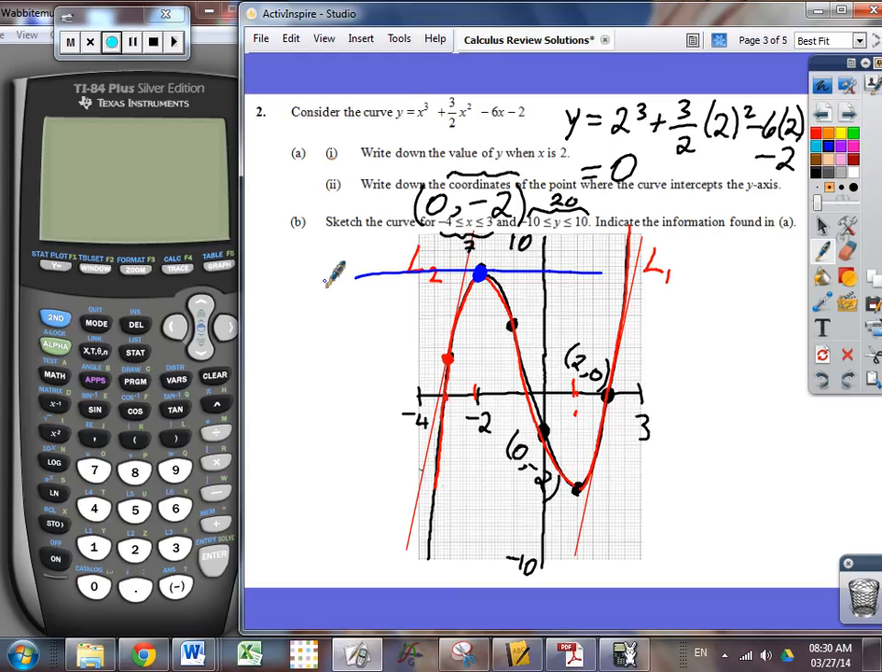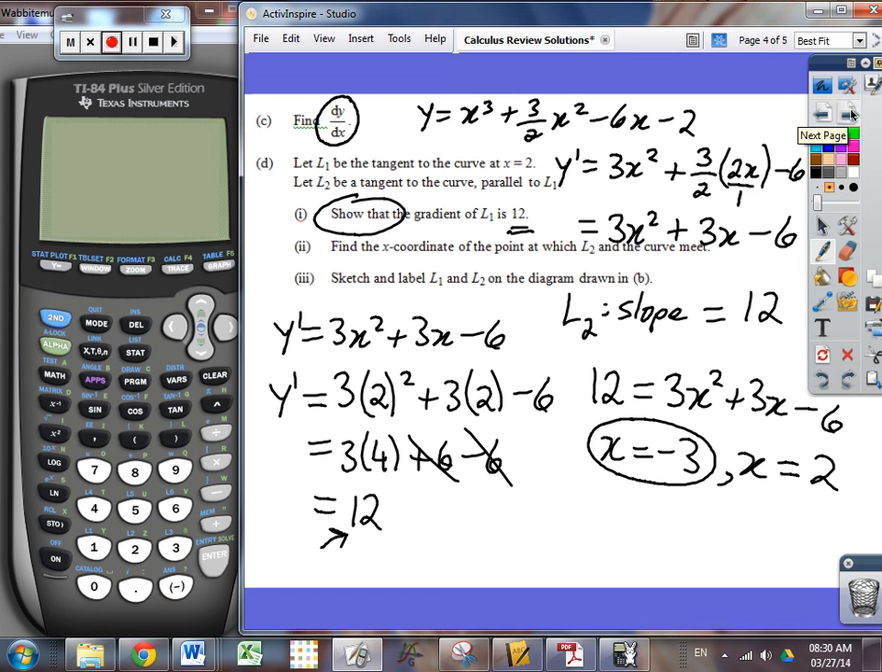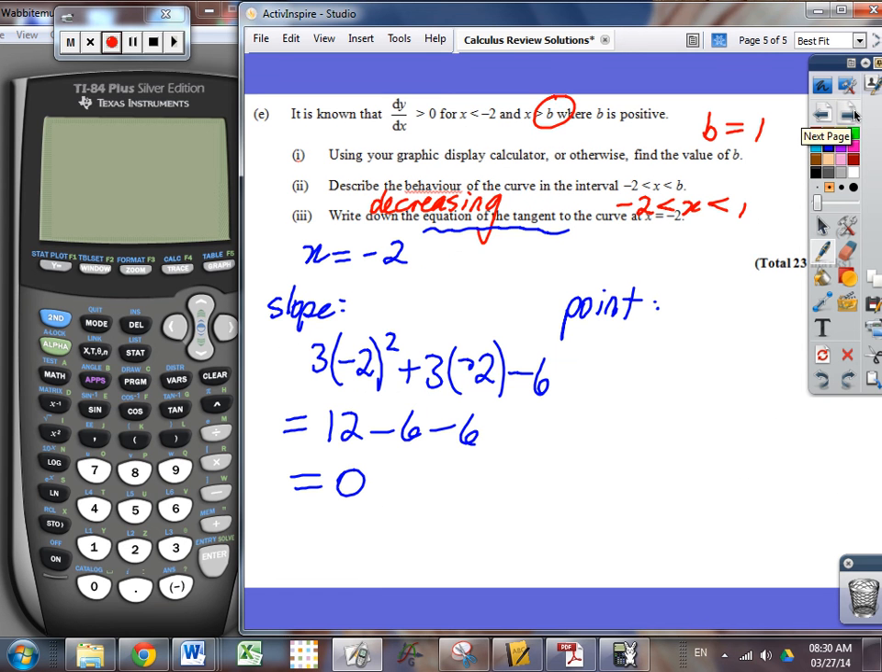And also, we've already made the assumption earlier on that because we were increasing up to negative 2 and then decreasing after negative 2, obviously at negative 2 that must have been a max. And if it's a max, it's a stationary point, and of course the derivative is 0. So that's going to make things much easier. Our slope is 0. If its slope is 0, we know that we've got a horizontal line, and we know that all horizontal lines have got the form y equals something. We also need a point.